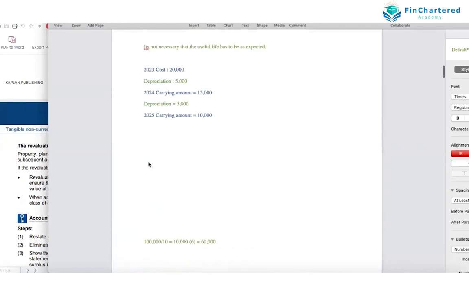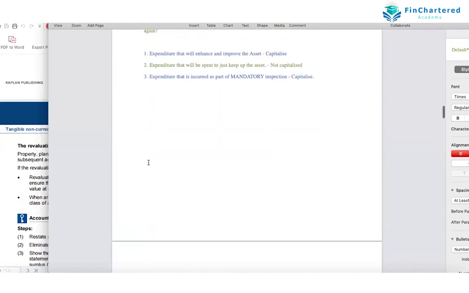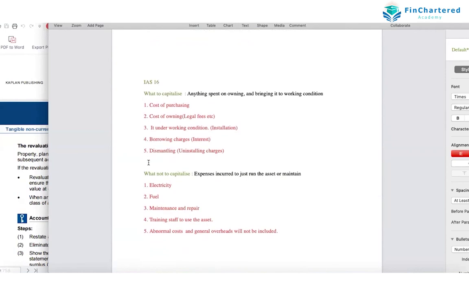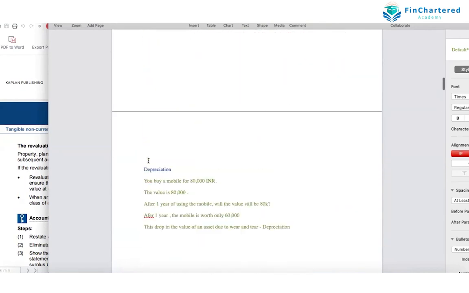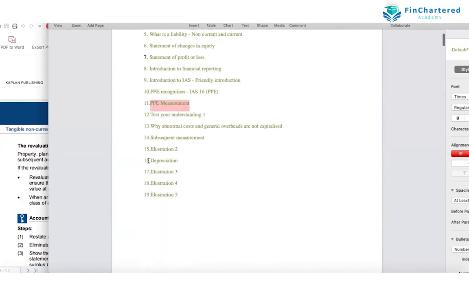Then we talked about measurement of PPE. The summary of that is over here. What will you capitalize? What will you not capitalize? Then we saw test your understanding one, where you bought a property, paid legal fees and stamp duty, and we looked at what to capitalize and what not to capitalize. Then I told you why abnormal costs and general overheads are not capitalized. Abnormal costs are those costs that are not expected. They are costs that aren't supposed to be incurred.